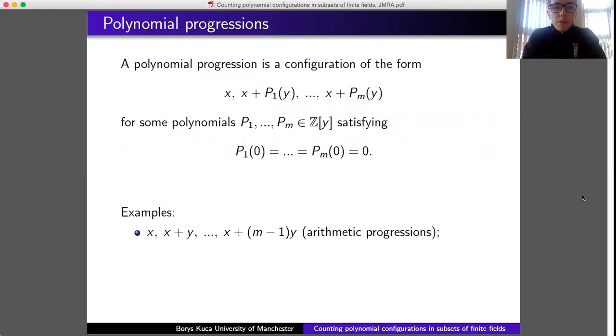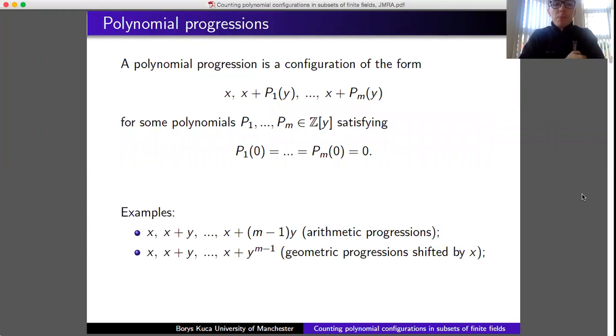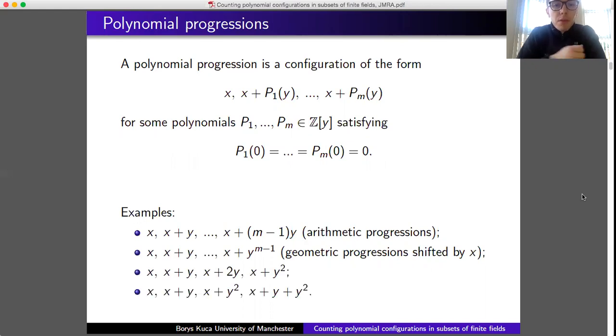The first example is an arithmetic progression. What you can see here is an m-term arithmetic progression. Another example could be a so-called geometric progression shifted by x. And let me point out that these two examples are, in a sense, two extremes. Arithmetic progressions satisfy a lot of algebraic relations, whereas the terms of geometric progressions are linearly independent. In between these two extremes, we have a lot of other examples, and here you can see some of them.